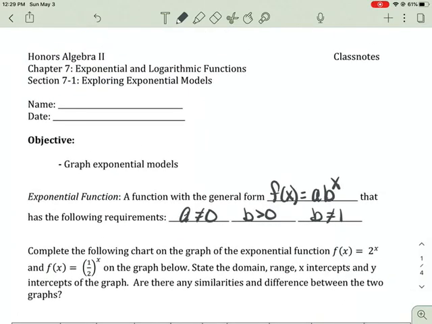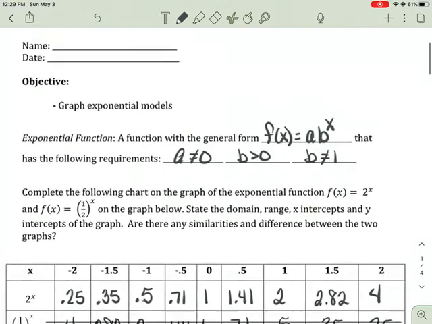So we're going to take a few minutes. We're going to complete the chart that's below. We're going to graph 2 to the x and 1/2 to the x. And we're going to state the domain, range, where it crosses the x, where it crosses the y, and whether there are similarities and differences between the two graphs. So what you're going to want to do is, using a calculator, I gave you numbers from -2 to 2 in increments of 0.5, and you're just going to fill out the chart, put that in for x. So take a minute, pause the video, fill out the chart.